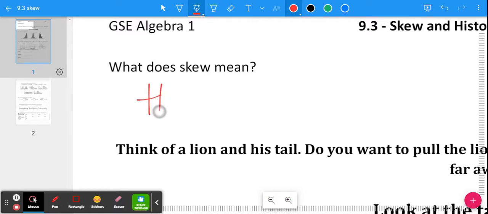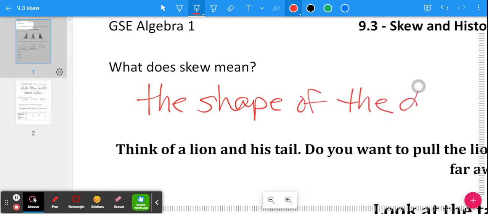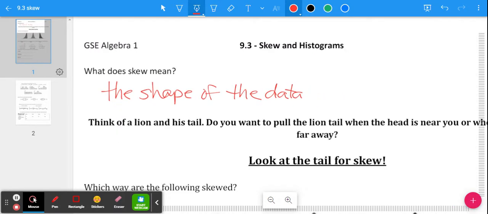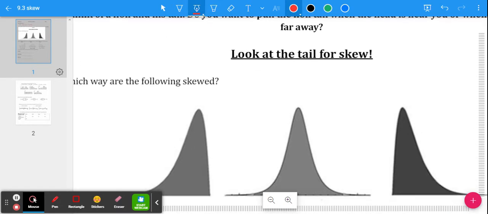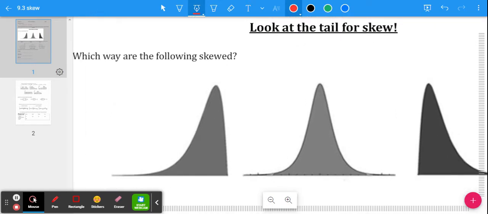And whether or not there are factors pulling this information in one direction or the other. So it says, think of a lion and his tail. Do you want to pull the lion's tail when the head is near you or when the head is far away? So we look at the tail for skew. So this is the tail.